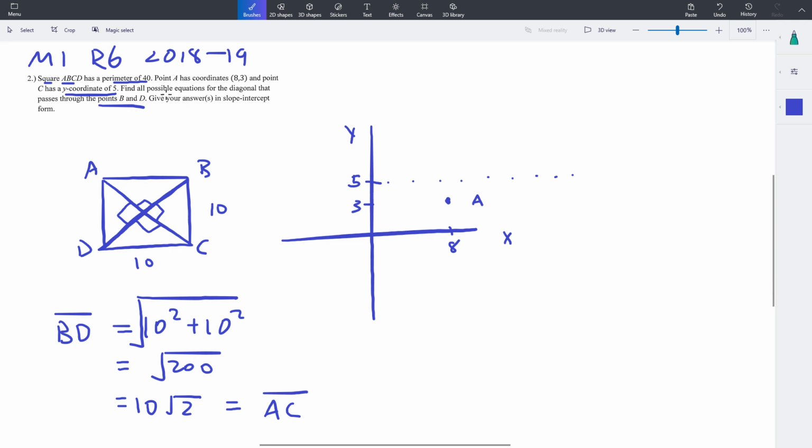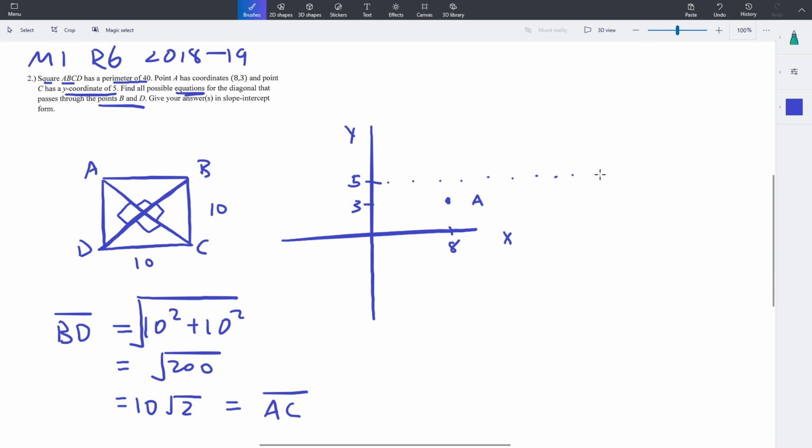So it's the equations, not the actual points for B and D. So that's something to note. And let's see, where could C be placed? Well, we know that it has to be on a y value of 5. So anywhere there could potentially be the answer.